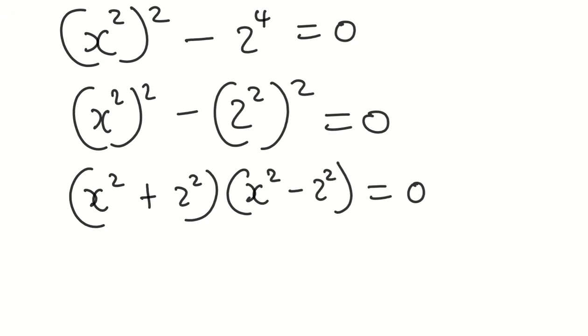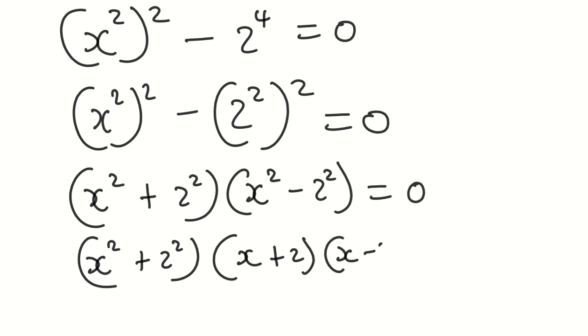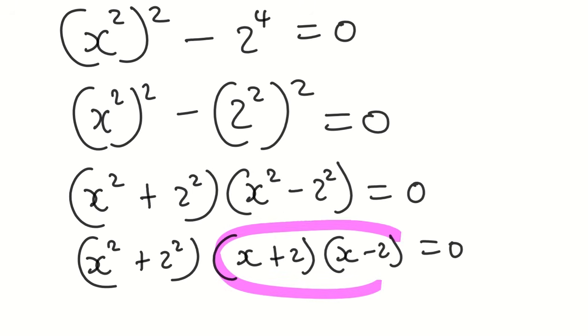Look at this. We can also use difference of two squares here. So I'm going to write this as x squared plus 2 raised to the power 2, and then x plus 2, and then x minus 2. So this is coming from this difference of two squares, if you look at it carefully.